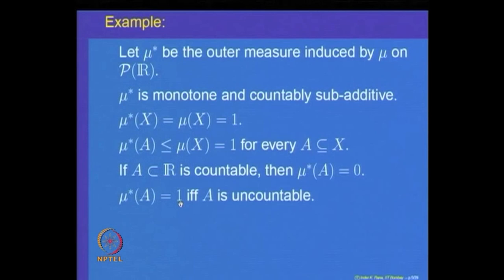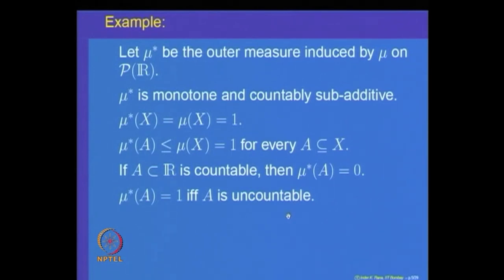And if we look at the outer measure induced by this measure, then that has the property that mu star of every countable set is equal to 0 and mu star of a set is equal to 1 if and only if the set is uncountable. So that is the property that we have. So mu star of A is equal to 1 if and only if A is uncountable.